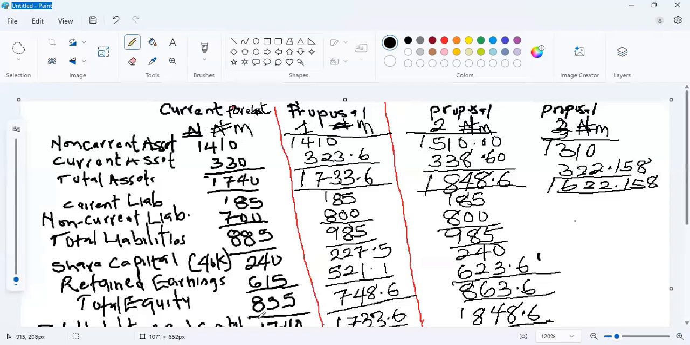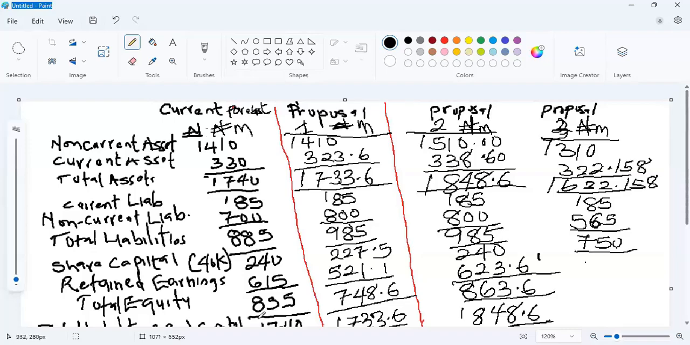Our current liability is not affected. 185 still remains. Our non-current liability, our debt, will reduce by 135 million. We are left with 565. Total liability, please sum: 185 plus 565 is 750.